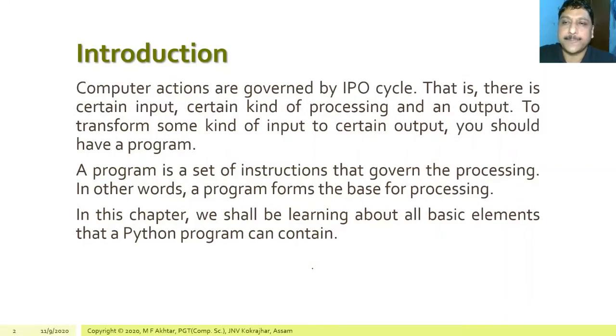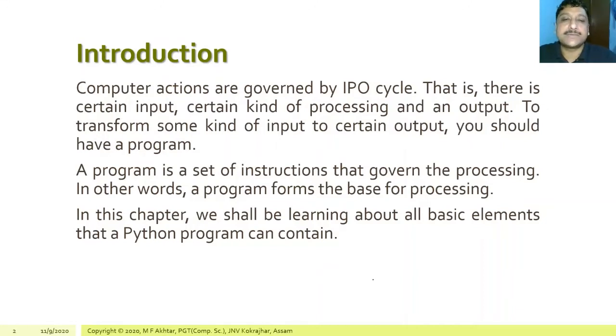Python fundamentals. Computer actions are governed by the IPO cycle. That is, there is a certain input, a certain kind of processing, and an output. IPO means input, process, output. Anything in the computer is done in this cycle in 3 steps: input, process, and output. First we have to give some input to the computer, then the computer processes the input according to the instructions given, according to the program given, and it gives us the output. This is the way of executing any type of action, any type of program in the computer.